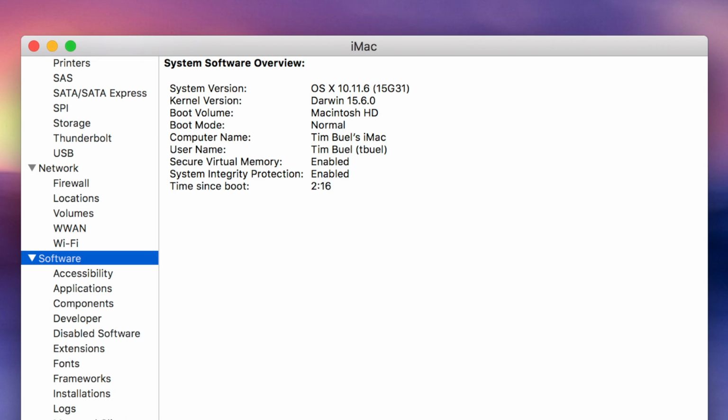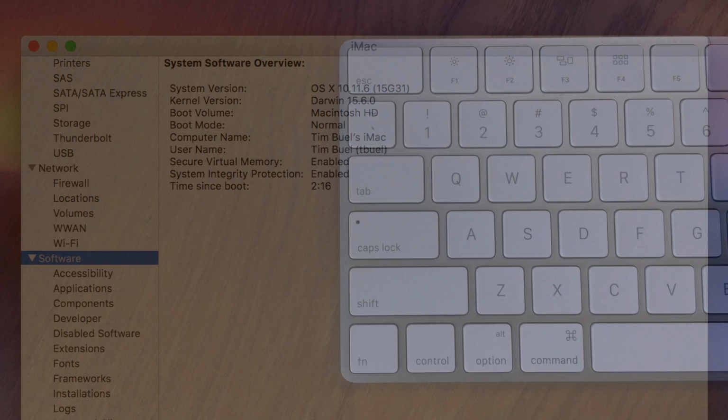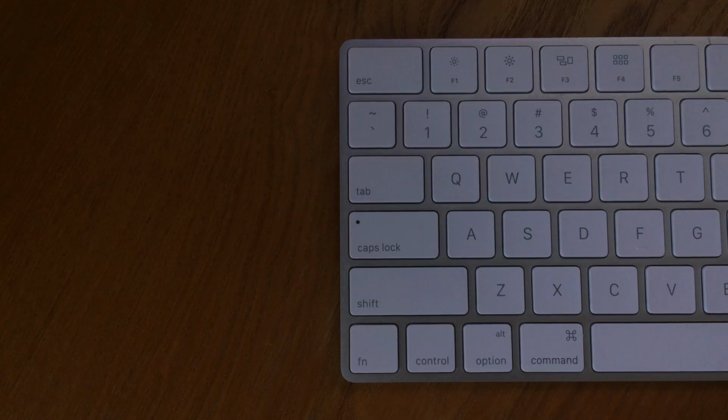To get out of safe mode, all you need to do is restart the computer and not hold shift down, and you should see things start up a lot quicker than they did during the safe boot, and hopefully you were able to glean some more information about your issue.